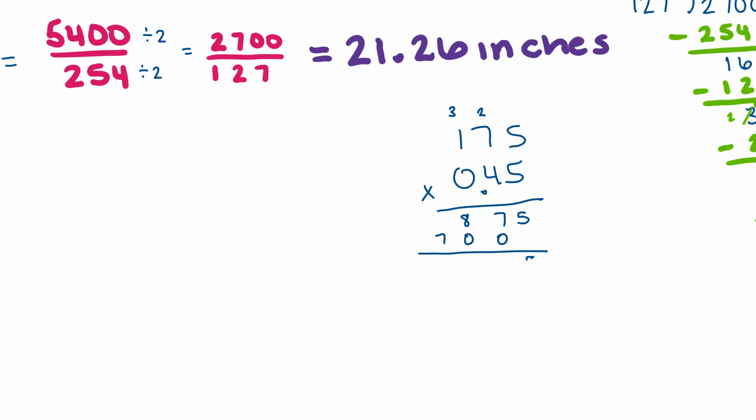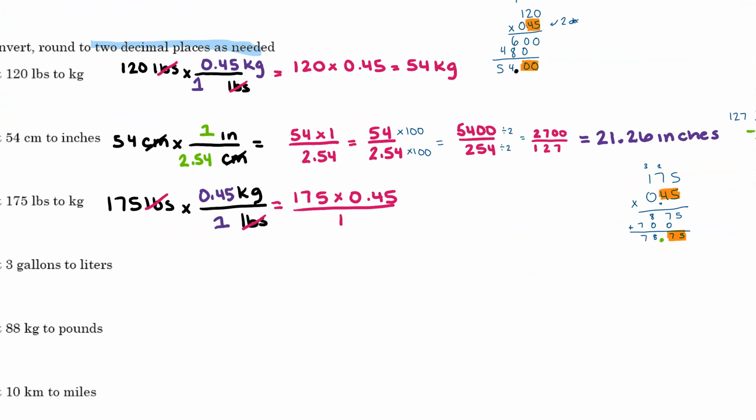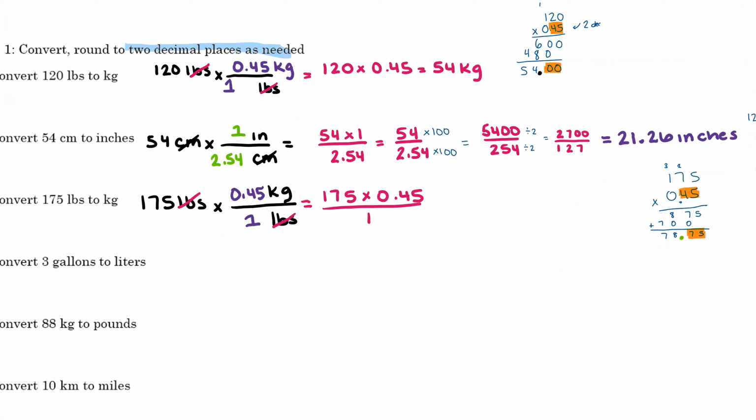I'm going to add those. 5, 7, 8, and 7. And because there are 2 decimals total, there'll be 2 decimals total. So I'll put my decimal here. See how much faster that multiplication is? So 175 pounds is the same as 78.75 kilograms. And there's no need to round because that was the final answer.